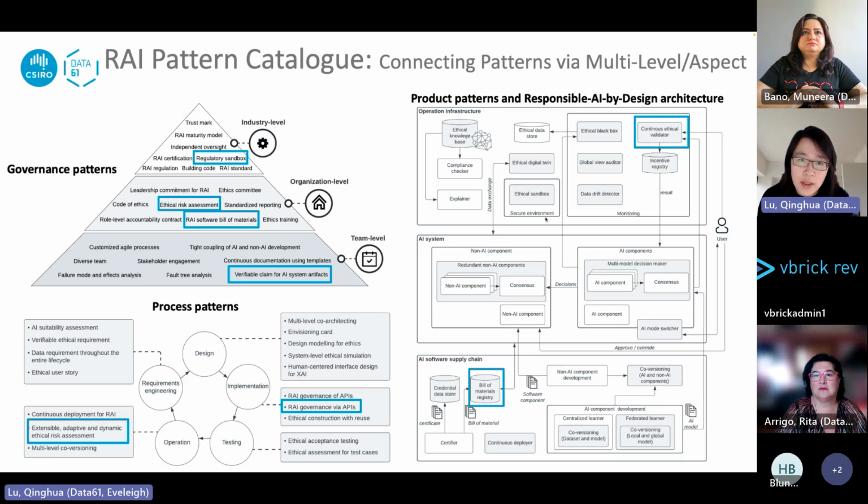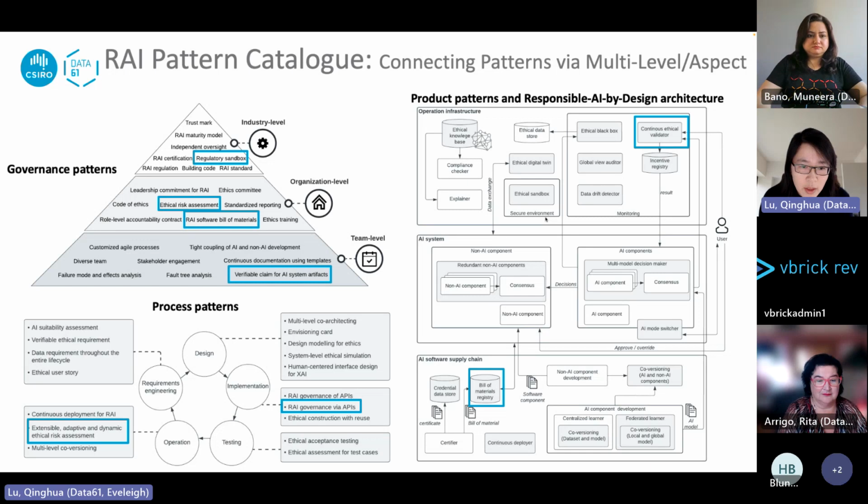So for example, at the industry level, there's a pattern called regulatory sandbox. It can define some requirements about some high-risk AI technology. So in order to achieve this pattern, we could have some organization-level patterns like ethical risk assessment or bill of material to manage the third-party components. And at the team level, we could adopt a verifiable claim platform to manage the ethical qualities of different AI system artifacts.